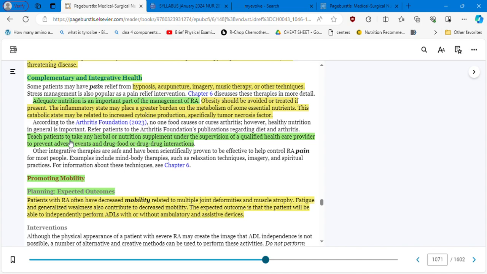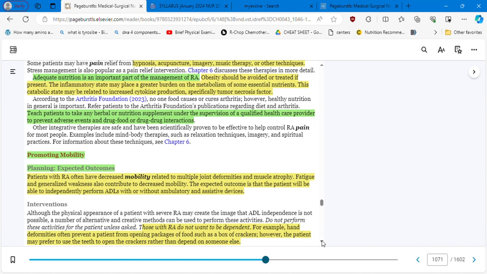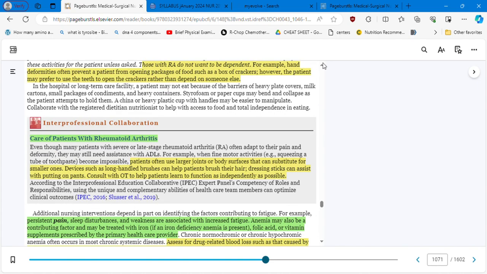Teach the patient to take any herbal or nutrition supplement under the supervision of a qualified healthcare provider to prevent adverse events and drug-food or drug-drug interactions. That's the key, right? We need to look for a good doctor and tell the doctor the truth, all the truth, about all the supplements we're taking. We don't want to cause any bleeding, or any medication or supplement that could be diminishing the effect of the main medication that the patient is taking, right? So it's very important.